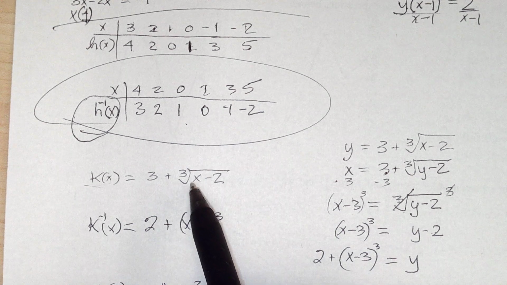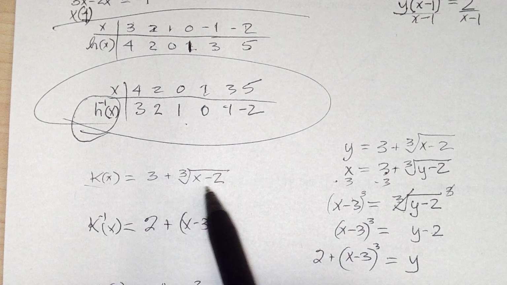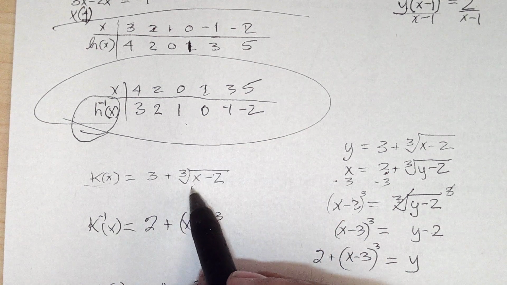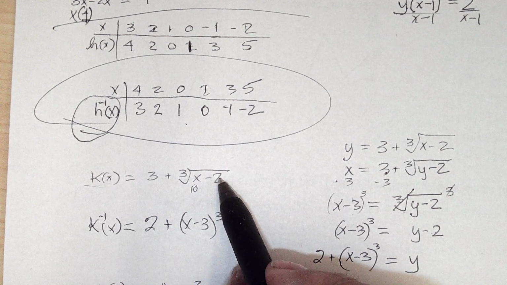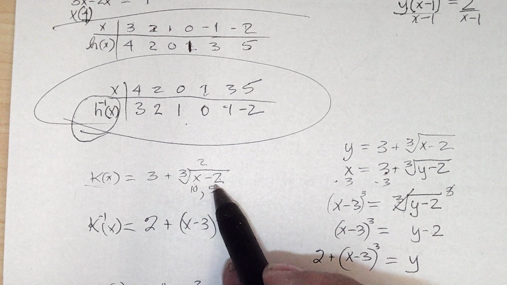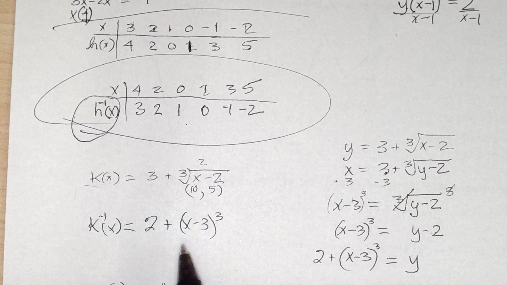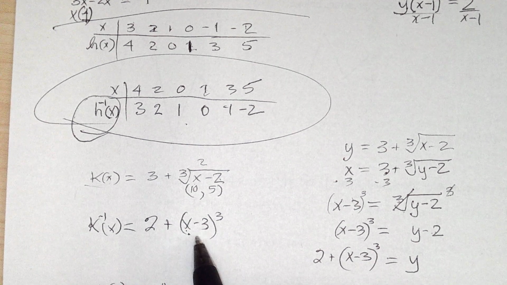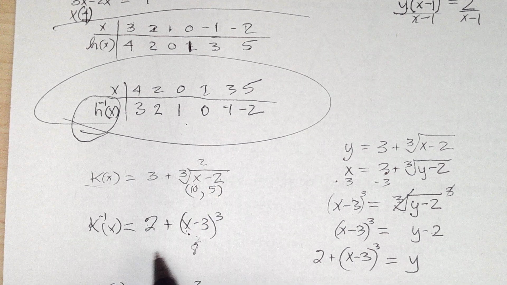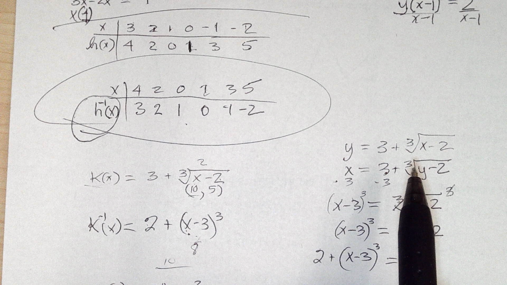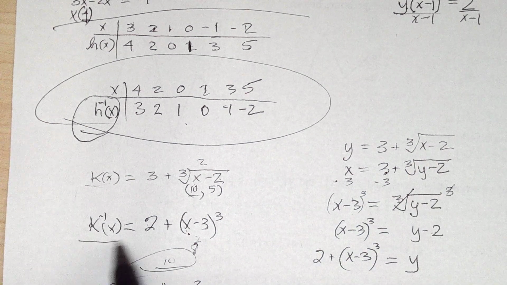Let's check it. What's an easy number to get the cube root of? I know the cube root of 8 is 2. So if I put in 10 for x, 10 minus 2 is 8. Cube root of 8 is 2, plus 3 is 5. So 10 goes to 5. So I should be able to put 5 in here and get back to 10. 5 minus 3 is 2. 2 cubed is 8. 8 plus 2 is 10. So checking 1 point doesn't prove that it's an inverse, but it's a pretty good indication that this is correct.